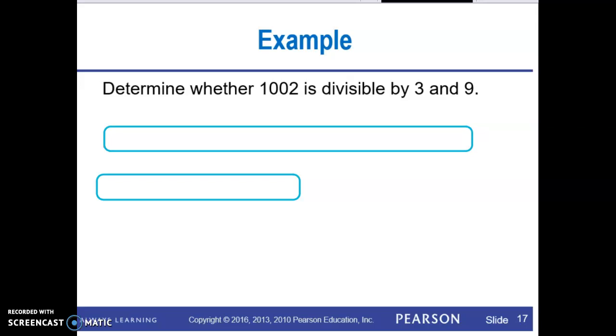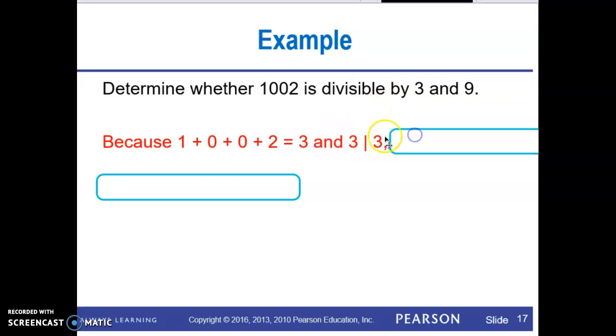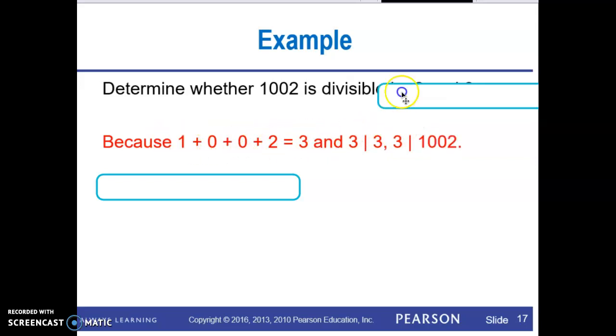So 3 first. I'm going to sum the digits, 1 plus 0 plus 0 plus 2, and I get 3. So does 3 divide 3? Yes, 3 goes into 3 one time with a remainder of 0. So because 3 divides 3, and the sum of these digits was 3, then I know that 3 divides 1002. If the sum is divisible by 3, then the number itself was divisible by 3.